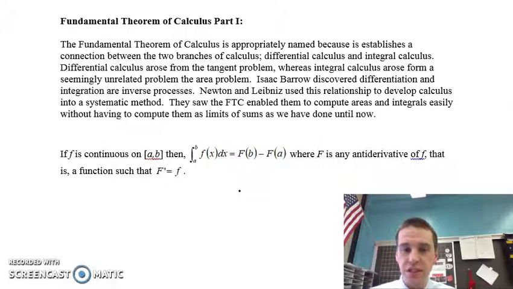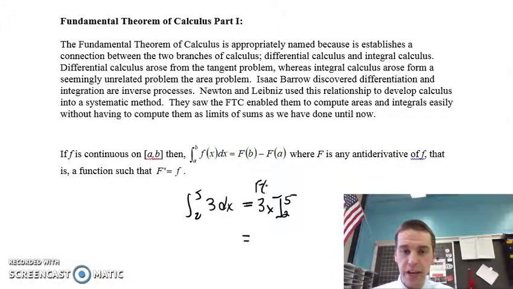In the example in the very beginning, the integral from 2 to 5 of 3 dx, the integral of 3 is 3x, and we're going to evaluate it from 2 to 5. This is our capital F of x, so I take our upper bound, find F of 5 minus F of 2. That's exactly what this is saying right here. So F of 5 is 15, F of 2 is 6, and you get 9.